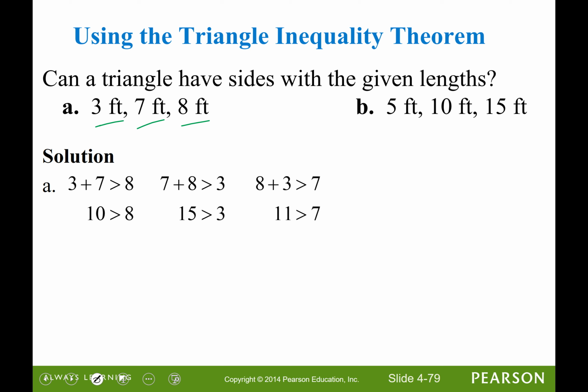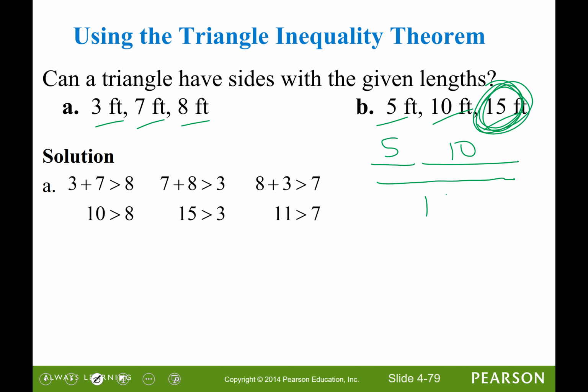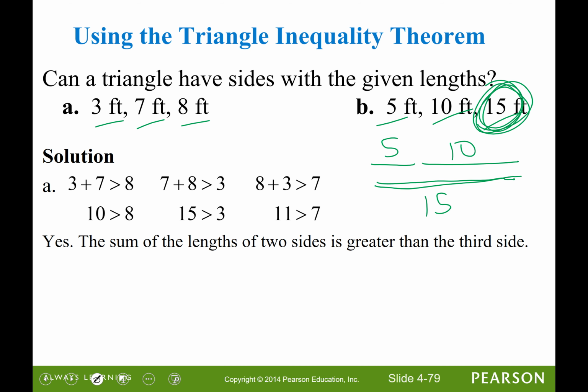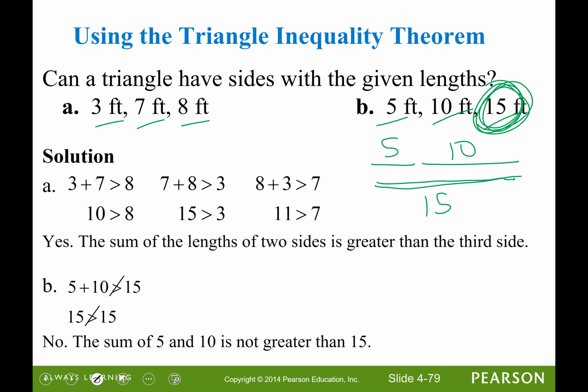Let's try part B. 5, 10, and 15. Ooh, this one is a little concerning. Let's say this is 5, and this is 10. Together they make 15. It's equal to, but it's not greater. You can't form a triangle out of those three segment lengths. So we just have to state that 5 plus 10 is not greater than 15. And so no, the sum of 5 and 10 is not greater than 15, and you cannot have a triangle with those given lengths.